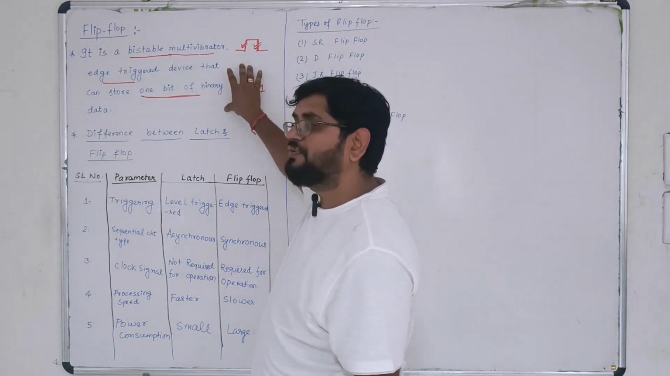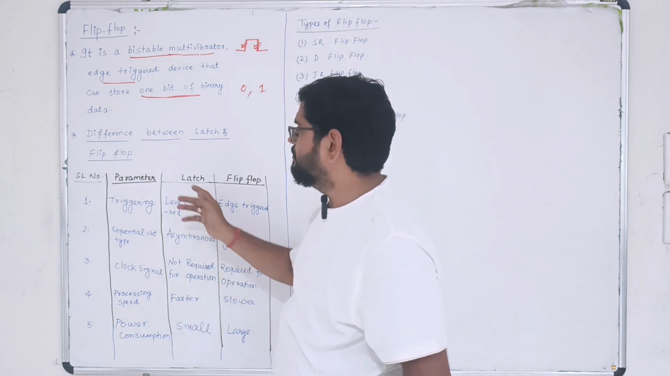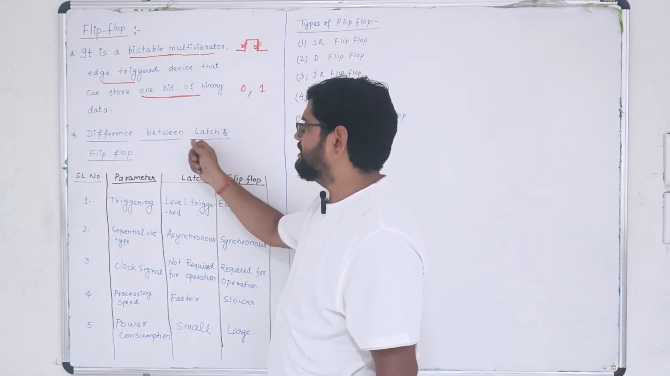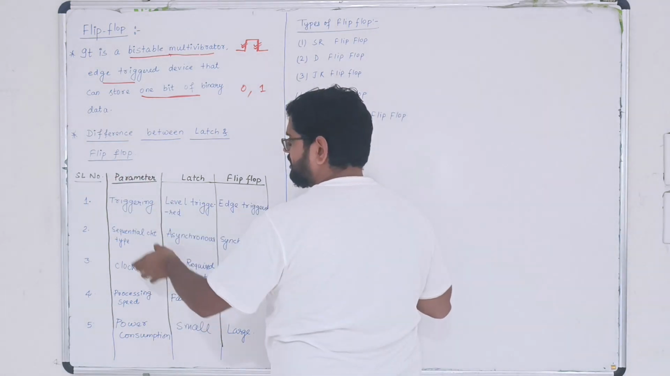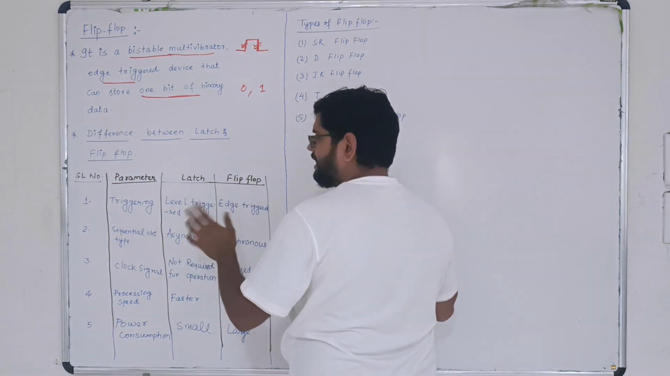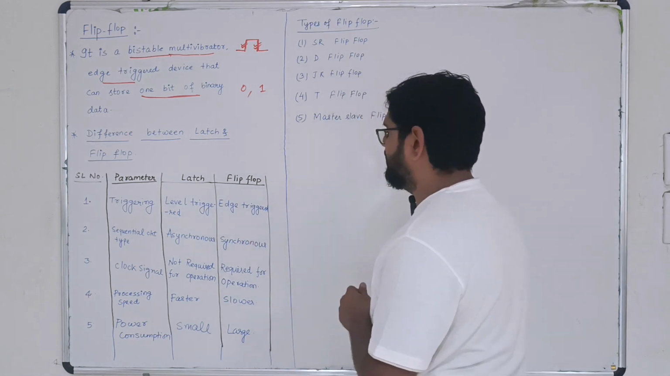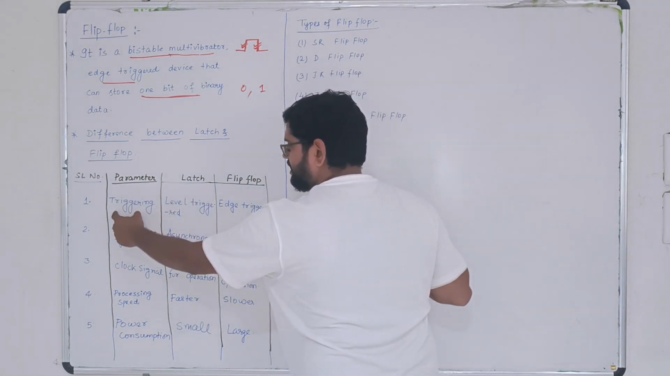Now definitely this flip-flop is different from your latches. So we'll find out what the differences between latches and the flip-flop are. I have once again taken 4 columns in which I have written serial number, then parameters, then latch and flip-flop, and we'll try to figure out what differences we encounter in case of latch and the flip-flop. So the first parameter is triggering.